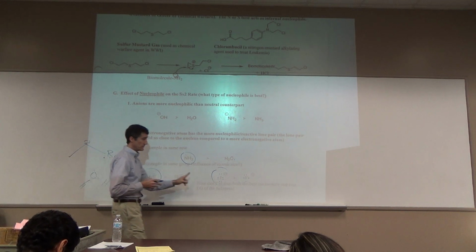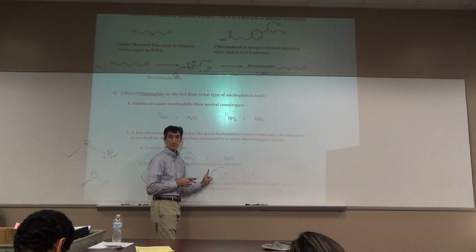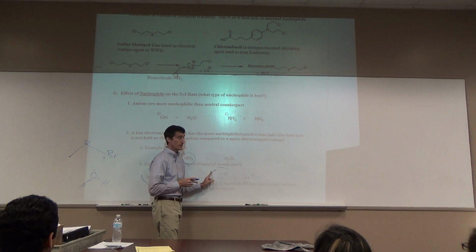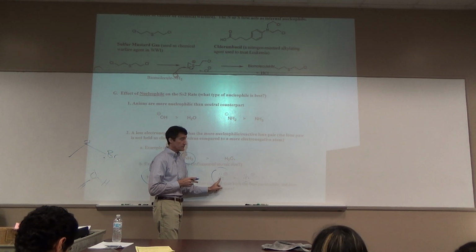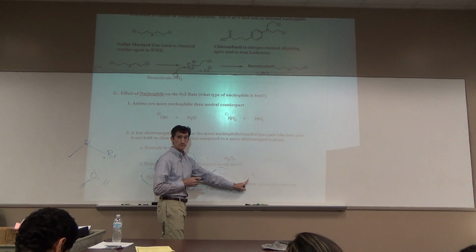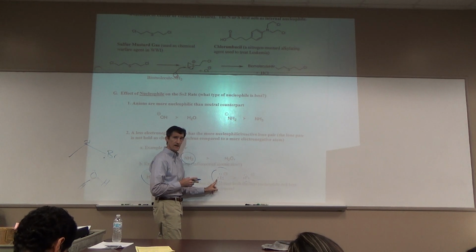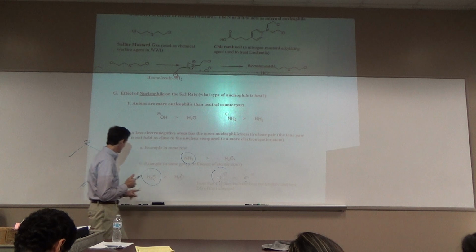Which is more stable, I minus or F minus? I minus is more stable. That's why F minus is a stronger base. If it's more stable, how could it be more nucleophilic? Why is it more eager to go attack?